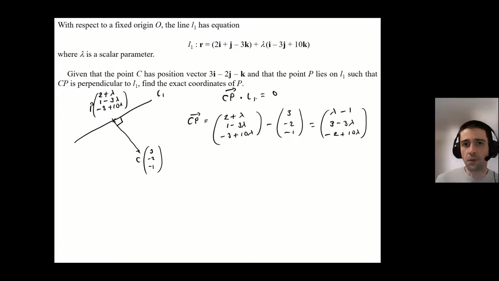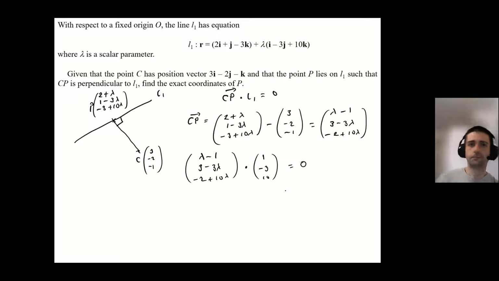Now, when I dot that with L1, I've got to use the direction vector of L1 here. So what that means is that (lambda minus 1, 3 minus 3 lambda, negative 2 plus 10 lambda), which is my vector C to P, when I dot that with (1, -3, 10), I need to get the answer 0. So let's set that up to find lambda. I've got one lot of lambda minus 1, minus 3 lots of 3 minus 3 lambda, plus 10 lots of negative 2 plus 10 lambda equaling 0.